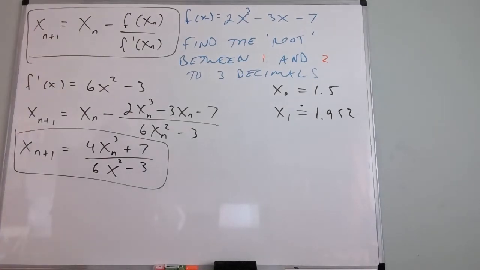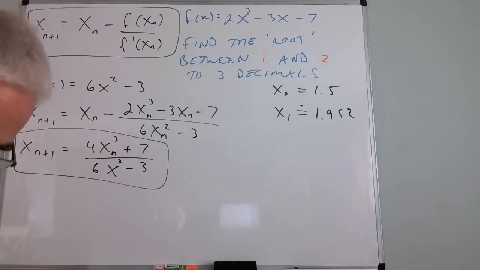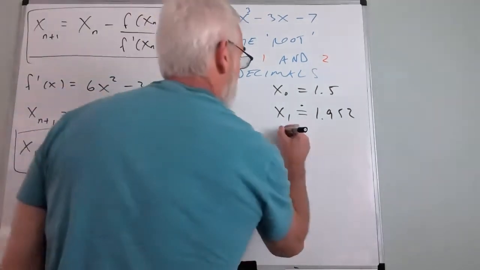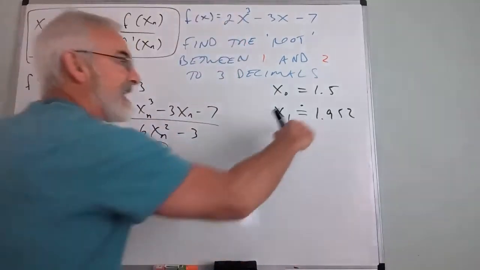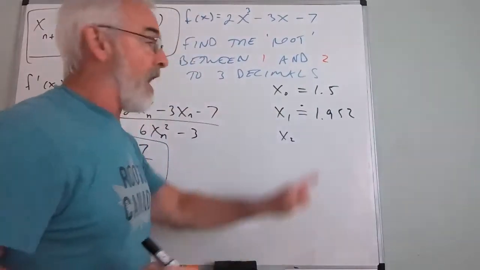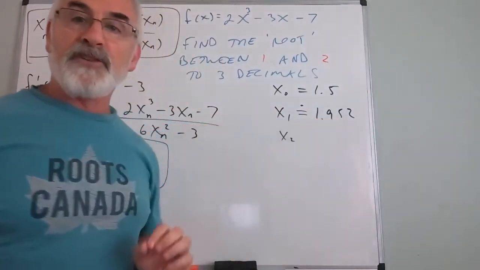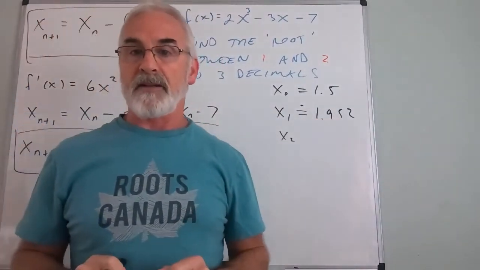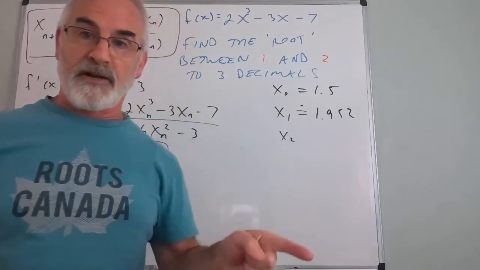Let me just double check my calculations. I always do everything twice if I can. Okay, now, what is x2? x2 is I take this value exactly, not the infinite decimal screen. No, no, no, no. I take exactly this value. This is the only area in mathematics where you intentionally reinsert a rounded off number.